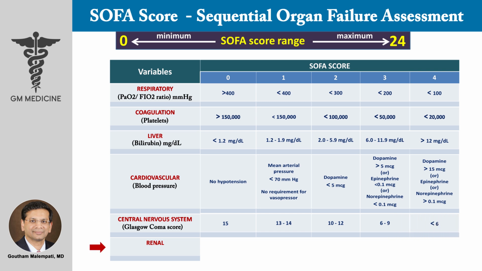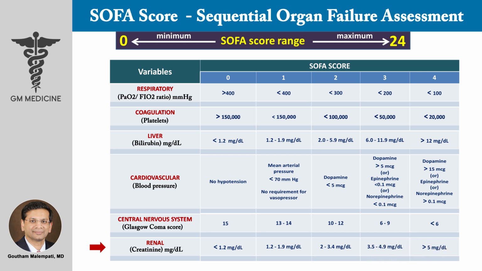Next variable is renal, where we measure creatinine in milligrams per deciliter. If the creatinine is less than 1.2, the score is 0. If it's between 1.2 and 1.9, the score is 1. If it's between 2 to 3.4, the score is 2. If it's between 3.5 to 4.9, the score is 3. And if it's greater than 5, the score is 4.